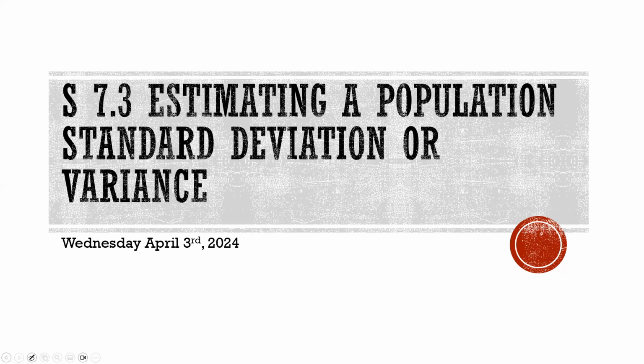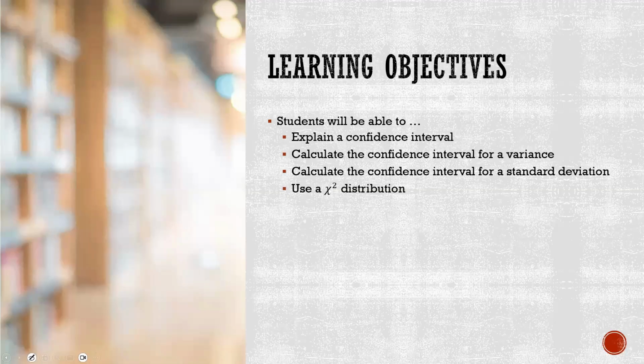So again, I guess our learning objectives: explain a confidence interval, calculate the confidence interval for a variance, and calculate the confidence interval for a standard deviation. It's pretty straightforward. If you have it for the variance, you can just take the square root. You are going to use the chi-squared distribution, right? And this is spelled CHI, but it's pronounced chi. This is a Greek letter, all right?